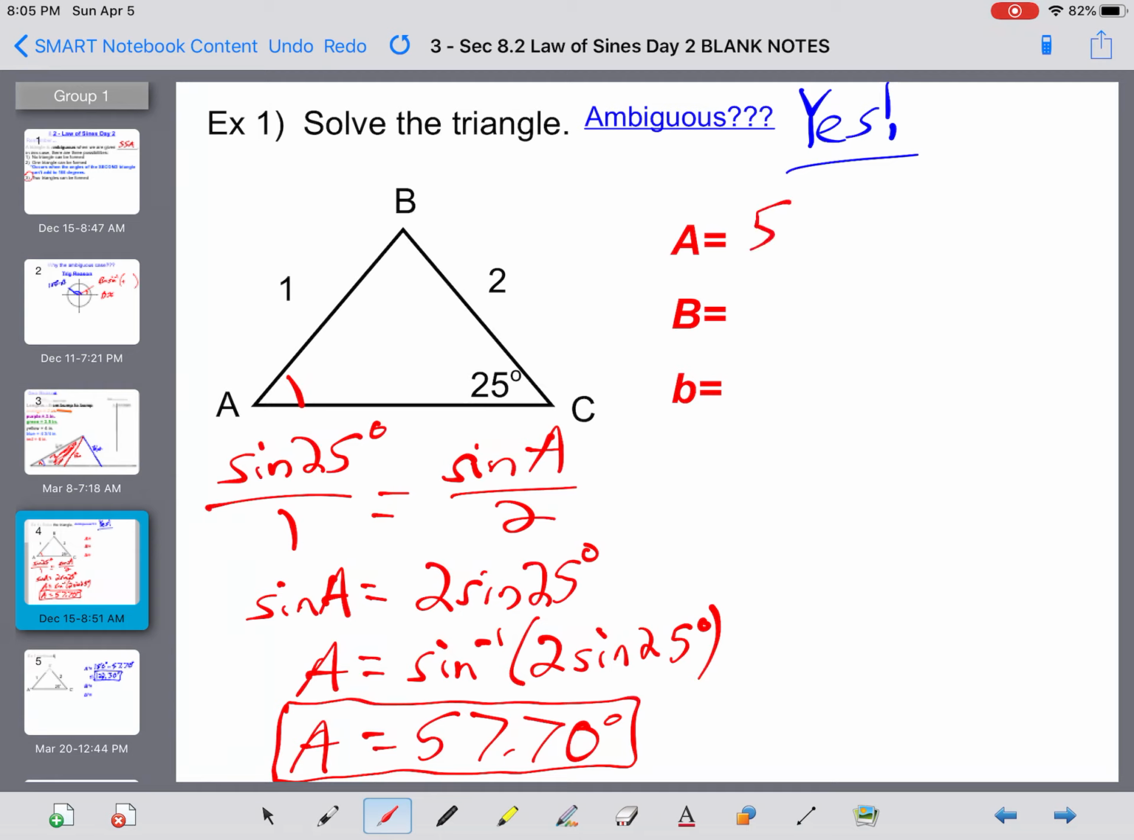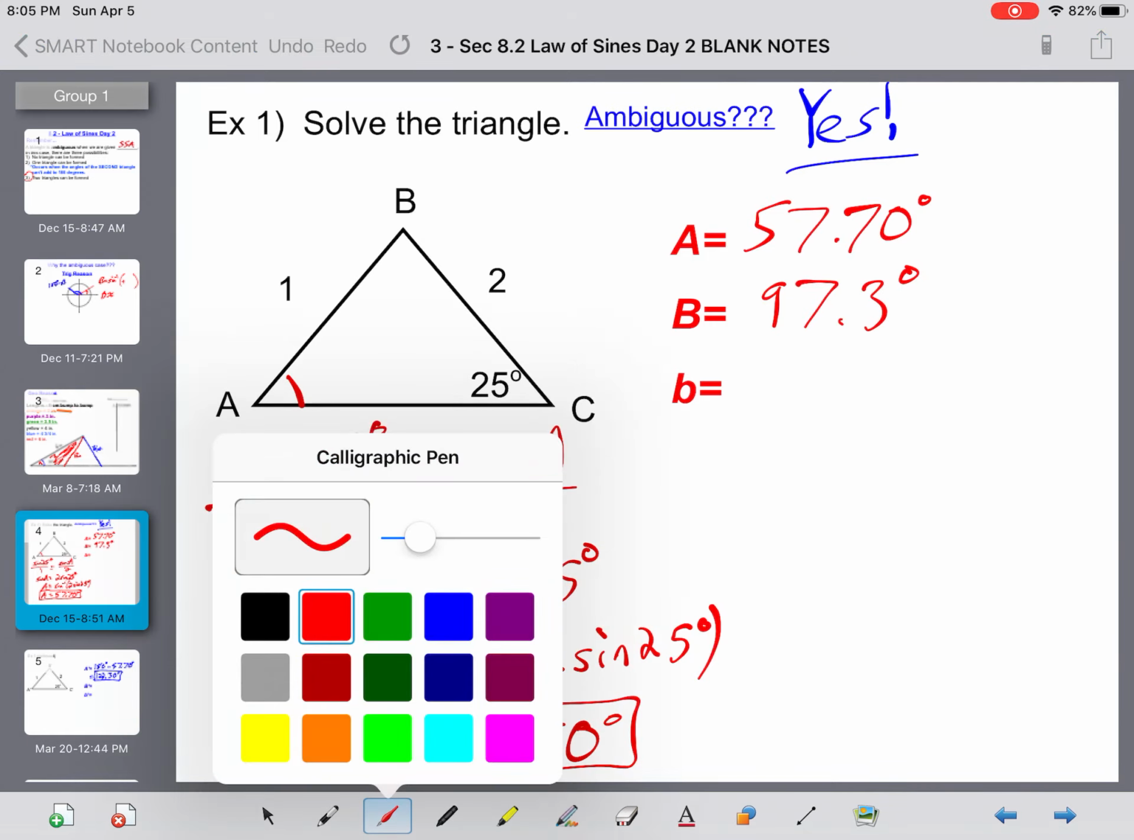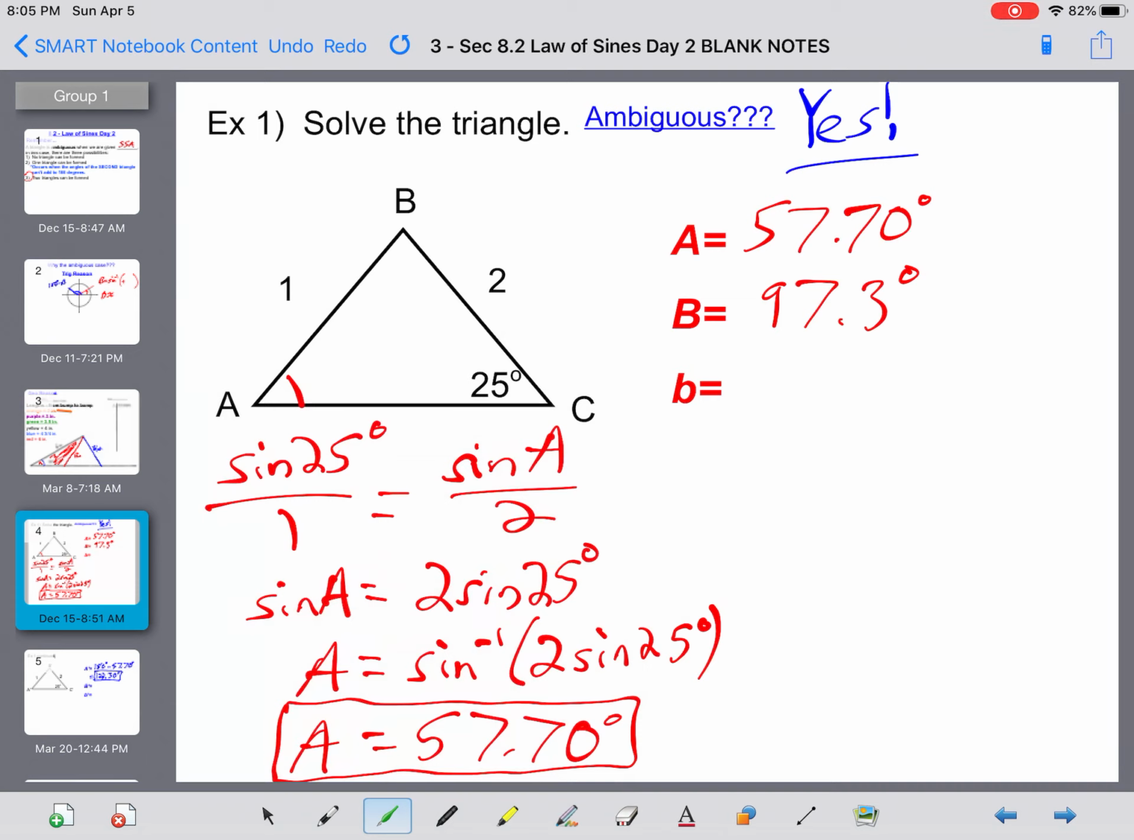So angle A we have 57.70 degrees. Now that we have 2 angles in the triangle, we can find the third. 180 minus the first 2 we have leaves us with 97.3 degrees as the third angle. And now for side B, you've got to go and set up another law of sines.